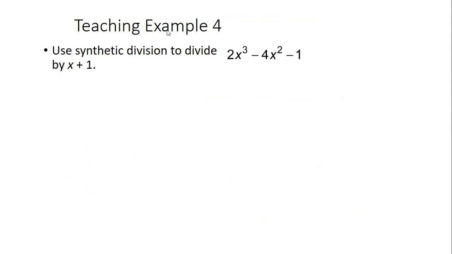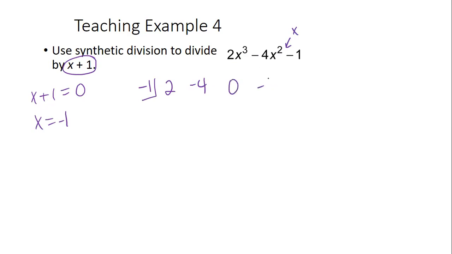All right, we're going to set it up, and then I want you guys to try. The first thing we're going to do is take our divisor, set it equal to 0, and find our 0. So x plus 1 equal to 0 means x equals -1, right? That means -1 is on the outside. And then our coefficients here are 2, -4, and what am I missing? An x, so I have to put a 0. All right, I want you to try.